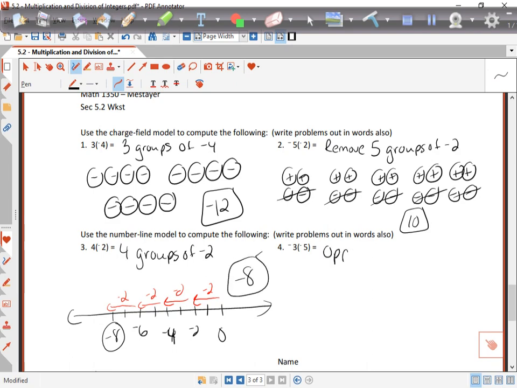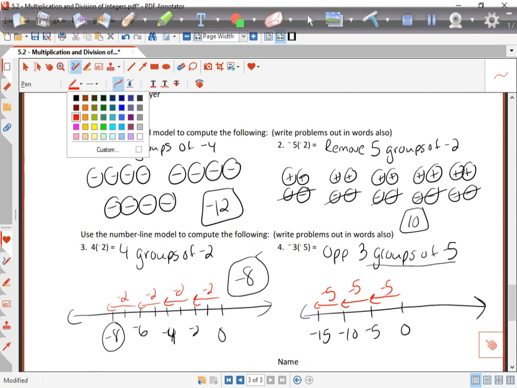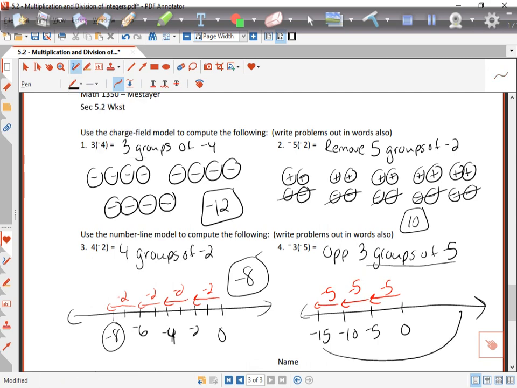This one we're going to do the opposite of 3 groups of -5. So remember, do 3 groups of -5 first. So you could just mark that out, -5, -10, -15, that's fine. Put in your arrows, label your arrows. And then you want the opposite, so it'll end up being 15.